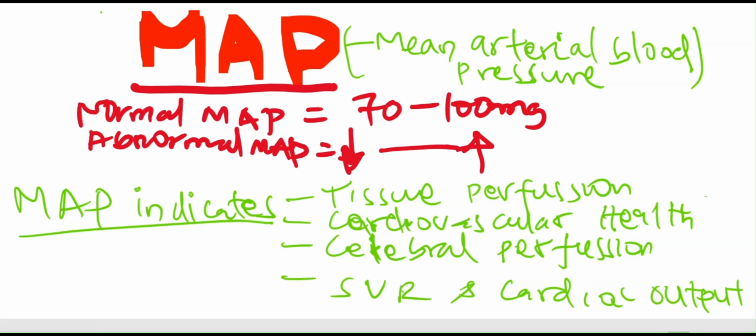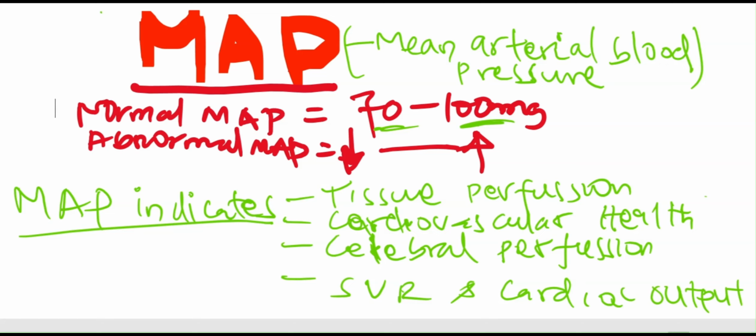And why is it called mean? Because we calculate it from the diastolic and the systolic, and we find the mean. There's a formula. Stick to this video. I'm going to show you. So a normal MAP for a healthy adult is usually 70 to 100 millimeters of mercury. That's the mean arterial blood pressure for a normal healthy adult.